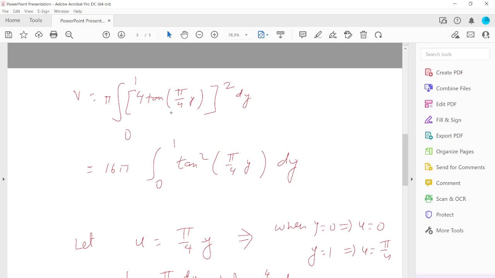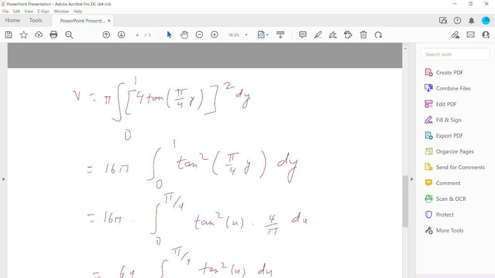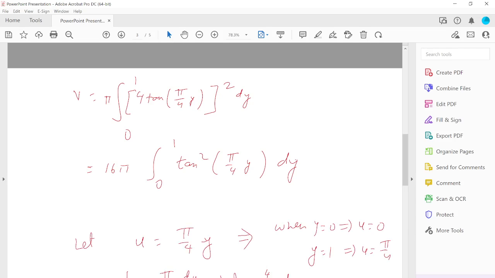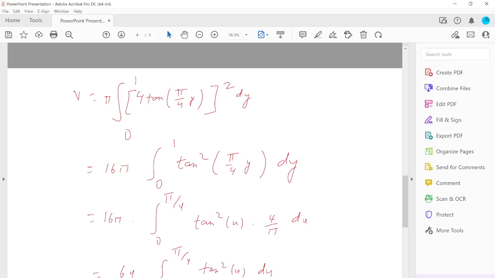So we are going to plug this value here, and when we do that, this portion now changes to 0 to pi over 4. As you can see here, y equals 0 gives you u equals 0, and y equals 1 gives you u equals pi over 4. So I am changing this limit of integration from 0, 1 to 0, pi over 4, and I'm going to replace this by u and this dy by 4 over pi, and just do the simple simplification here. This pi cancels this pi. 16 times 4 is 64, and now we need to find the integration of tan squared u.